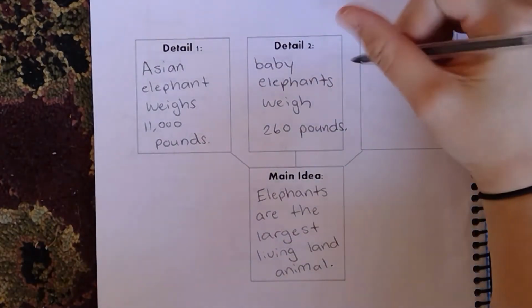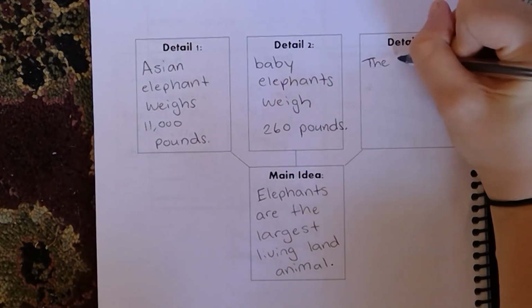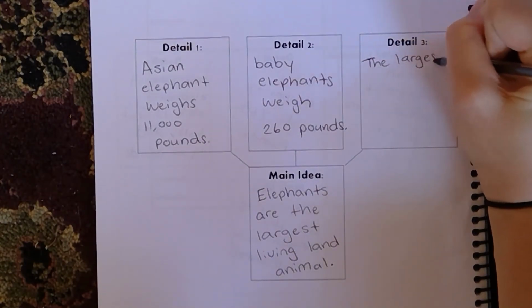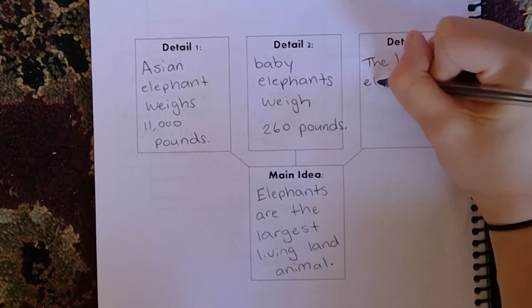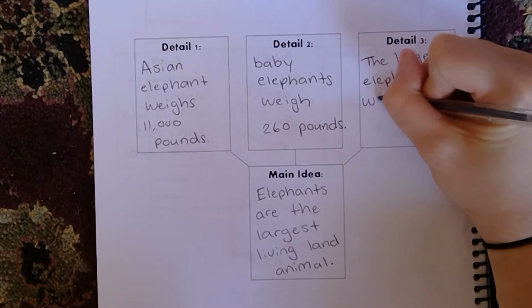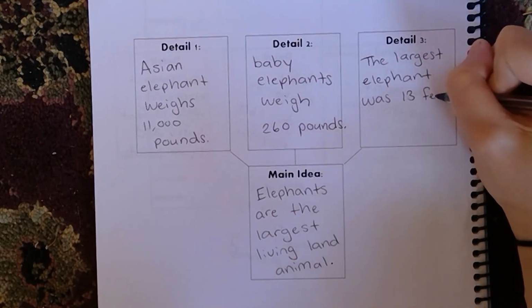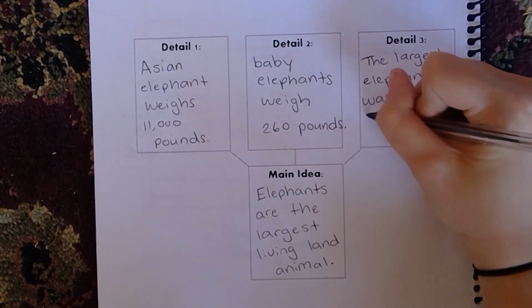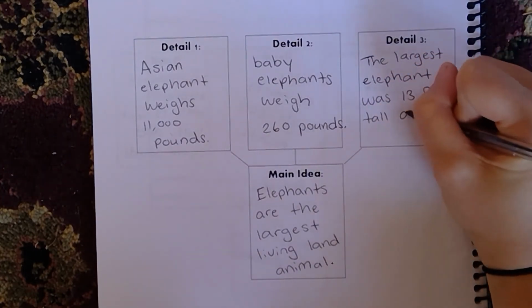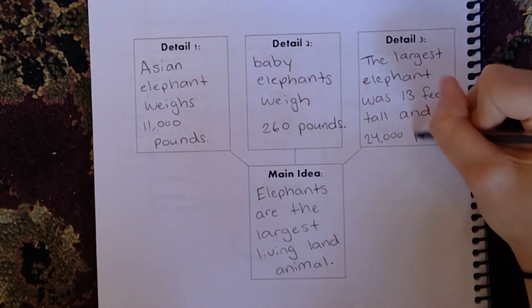And the last one I'm going to do is that fact about the largest elephant. So I'm going to say the largest elephant was 13 feet tall and 24,000 pounds.